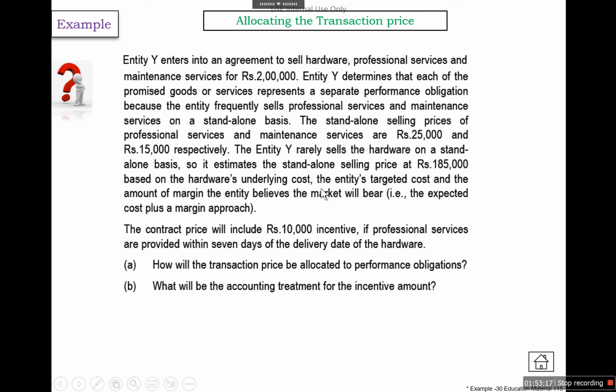This is based on the hardware's underlying cost, the entity's targeted cost and the amount of margin the entity believes the market will bear. So it is selling at 2 lakhs, but the standalone prices are 25,000, 15,000, and on a cost basis it is 1 lakh 85,000. The contract price includes a 10,000 incentive if the professional services are provided within 7 days of delivery. So the incentive is earmarked for the professional services. Now there are two questions: how will this transaction price be allocated to the performance obligations, and what will be the accounting treatment for the incentive amount?